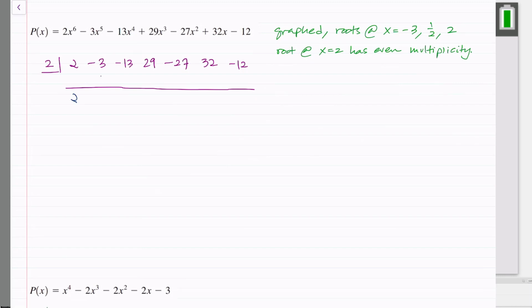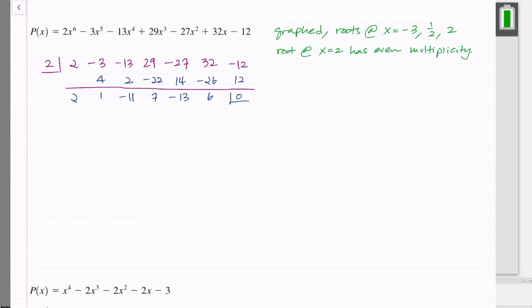So 2 times 2 is 4. Negative 3 and 4 would be positive 1. 2 times 1 is 2. Negative 13 plus 2 is negative 11. 2 times negative 11 is negative 22. 29 and negative 22 is positive 7. 2 times 7 is 14. Negative 27 and 14 is negative 13. 2 times negative 13 is negative 26. 32 and negative 26 is 6. 2 times 6 is 12. And negative 12 and 12 goes away as expected.